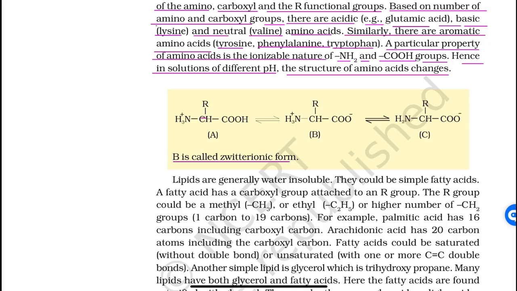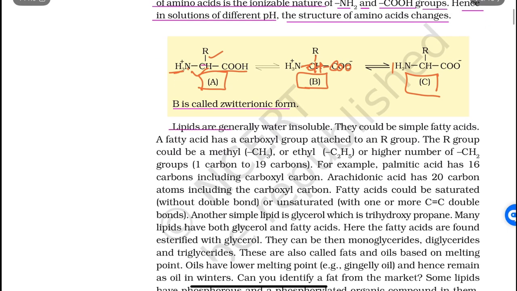This is CH. One bond is NH3, one bond is from COOH, and one is the functional group. This is A, this is B, and this is C. Here, CH makes bonds with COO and with NH2, and on the upper side with R, a functional group.